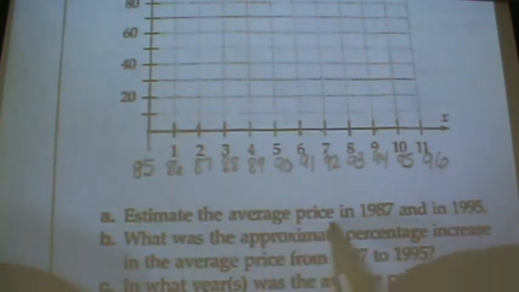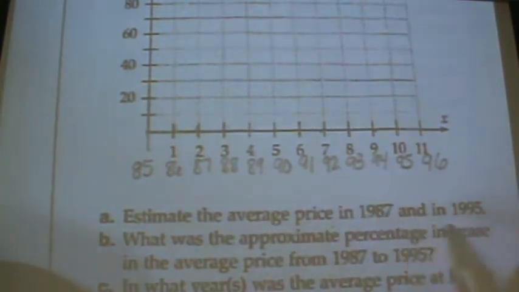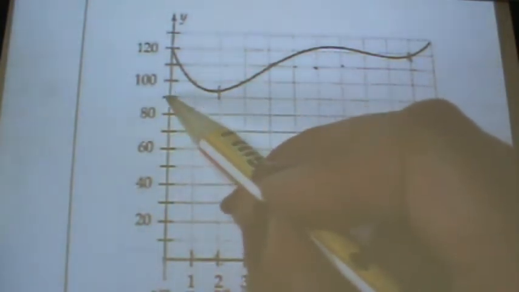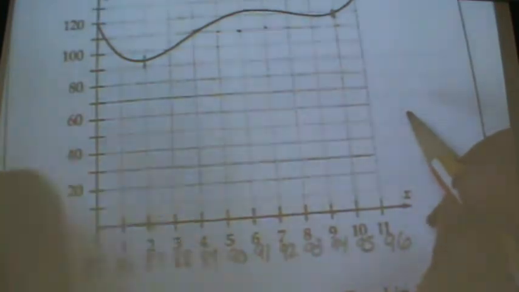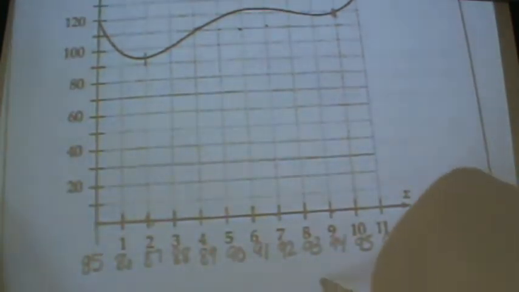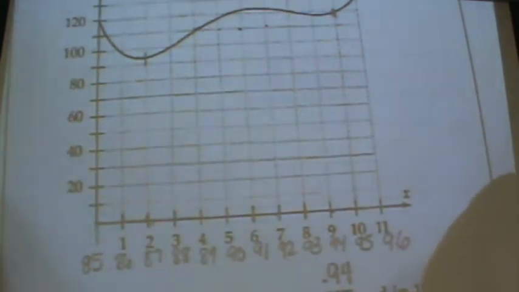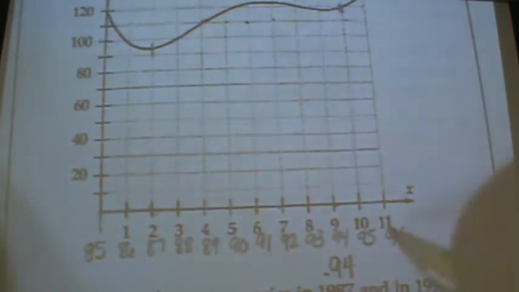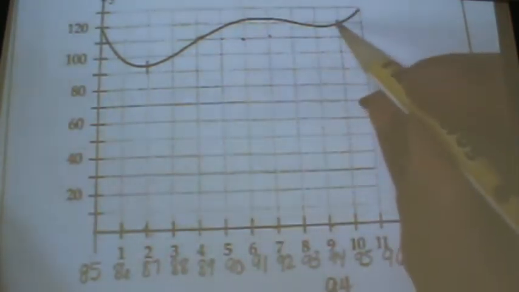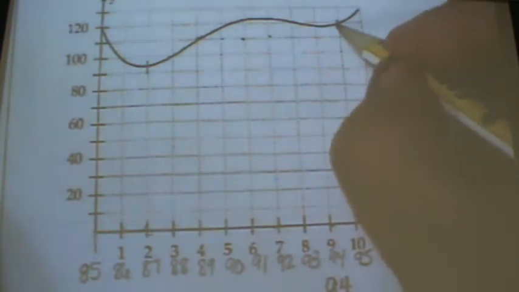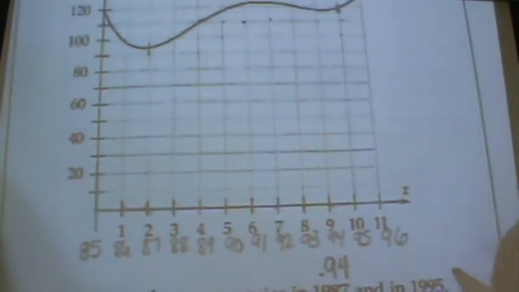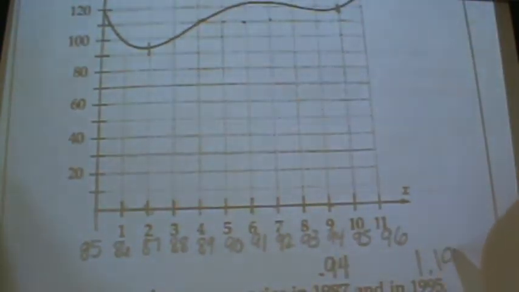Okay, so now we want to answer these questions. Estimate the average price in 1987 and in 1995. So where is 87? It's right here. So we want to go up, and I would guess that this is 80 and this is 100, so that's 90, I would say 94 cents. So it's 94 cents in 1987, and in 1995, that looks like it's about $1.19. Now you may be off a little bit, but that's okay.